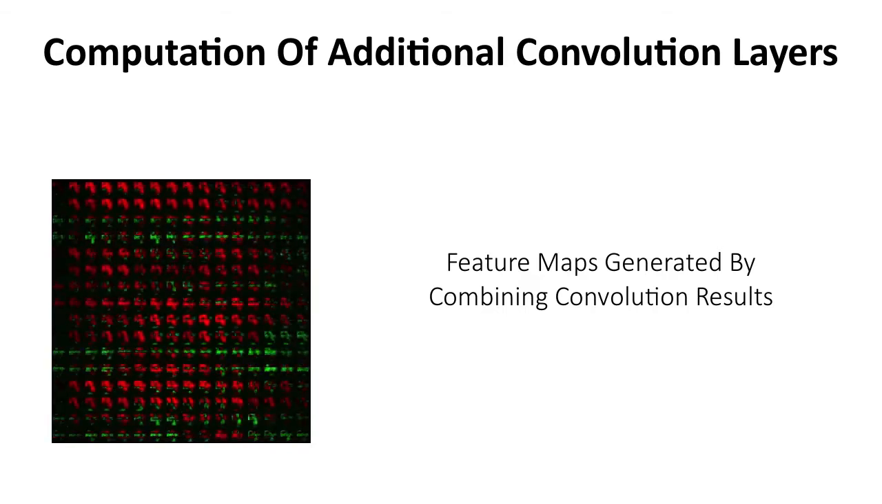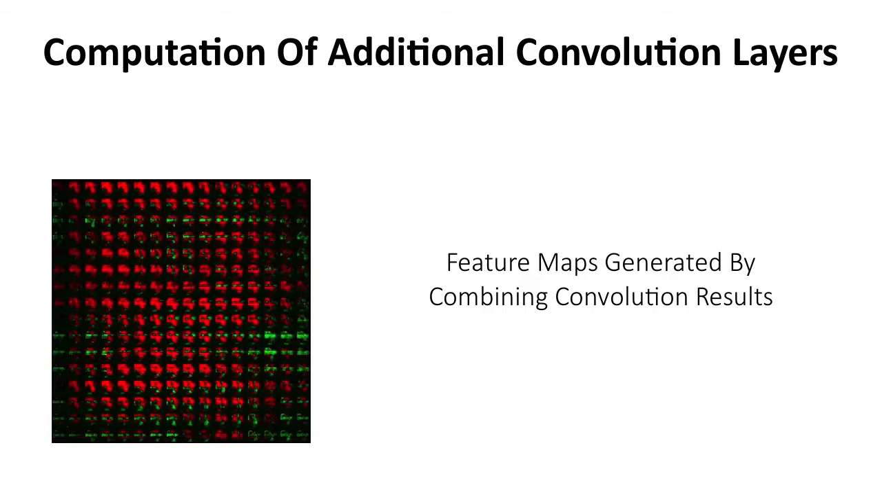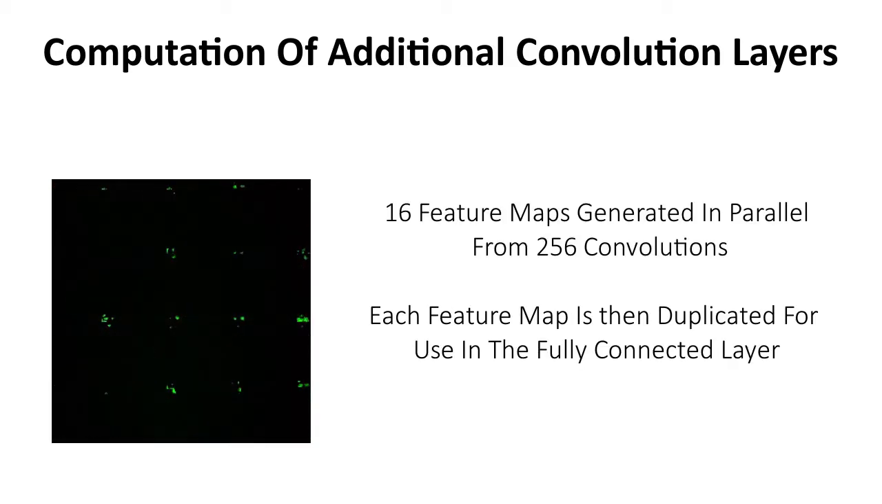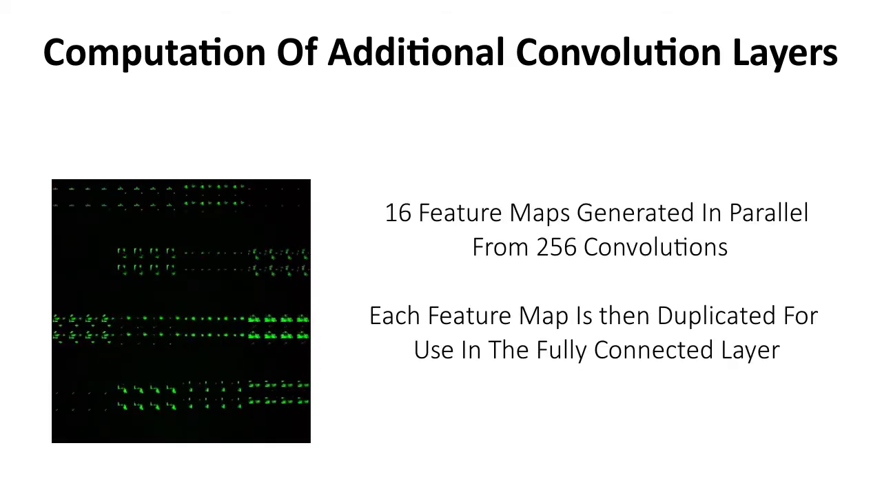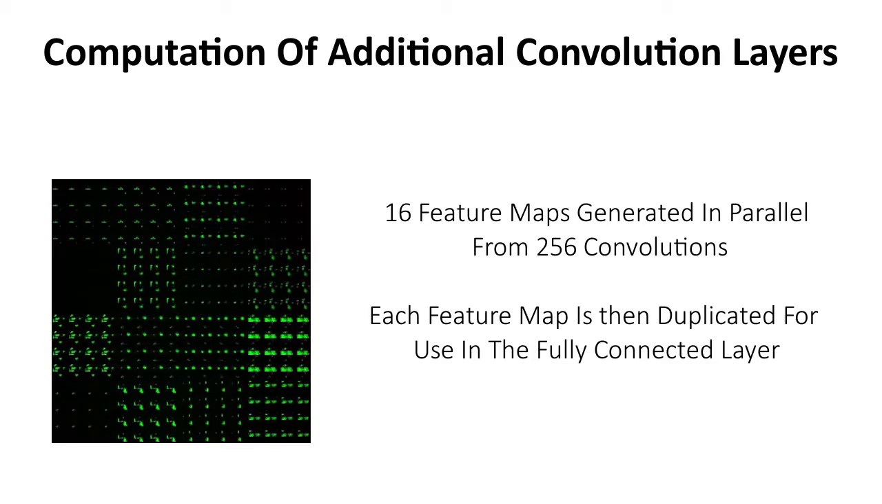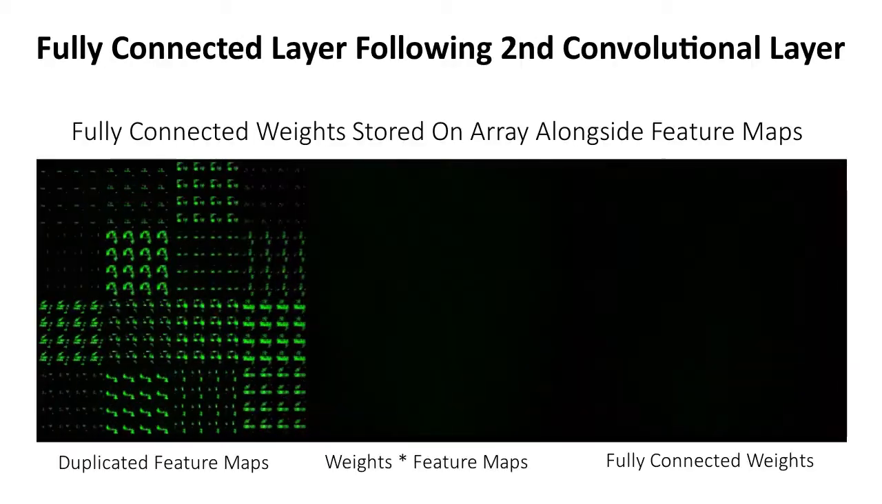The convolutions from such further layers are then combined together to form feature maps, as can be seen here. The resulting feature maps are then duplicated to fill the entire array again, to leave no unused processing element. A fully connected layer can then be performed directly upon these feature maps.